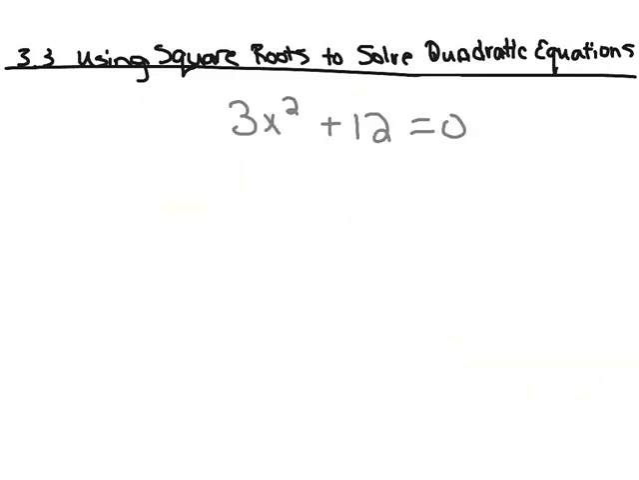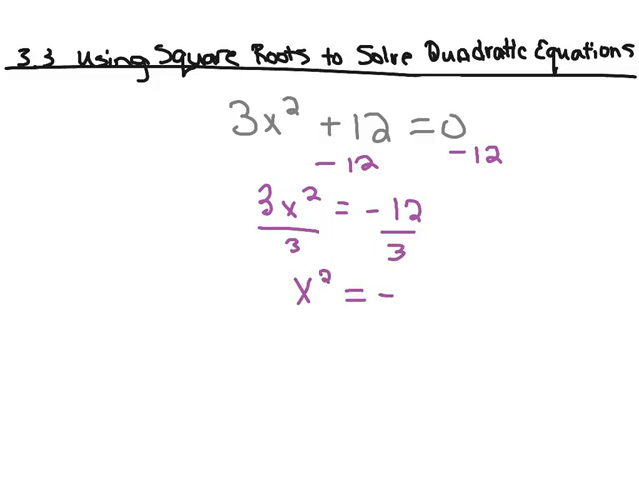For the next example, we're going to isolate our x. So we have minus 12, so 3x squared equals negative 12. Divided by 3 is negative 4. So we have x squared equals negative 4. Now, if you try to take a square root of both sides, you can't ever take the square root of a negative number. You can't do it.